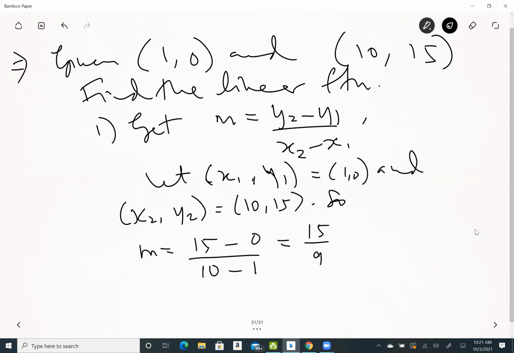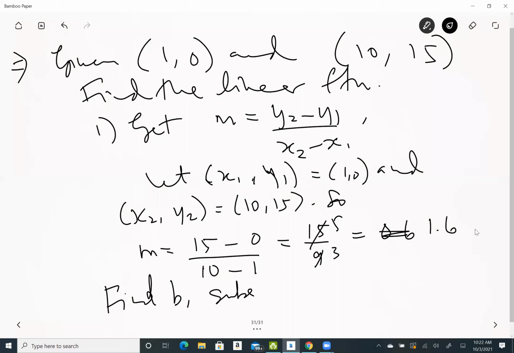So 5 over 3, I think sometimes it's more convenient to convert into decimal. So you can maintain 5 over 3, or 5 over 3 is equal to 1.6. Is that right? Okay, so that is M, the slope. So now to get B, 5 over 3, yeah, it's 1.6. Okay, 1.6. Now you find B.